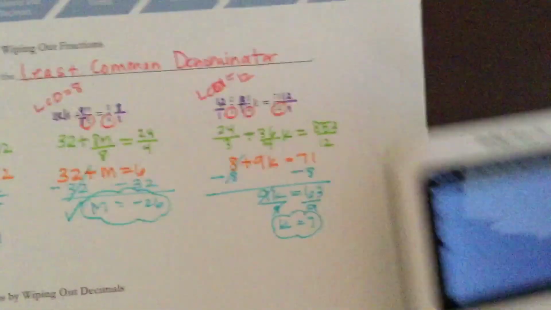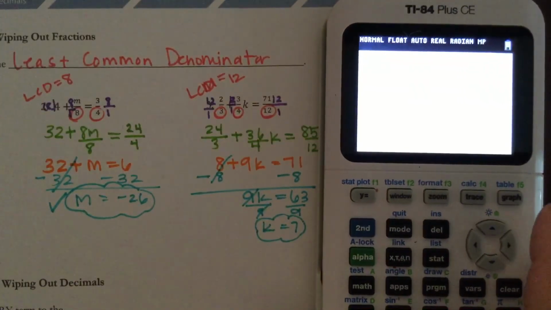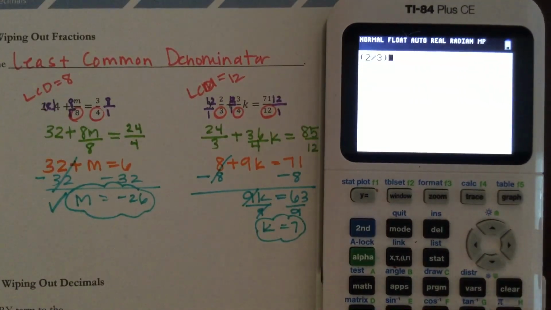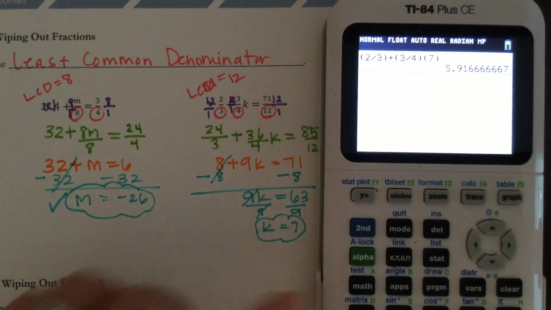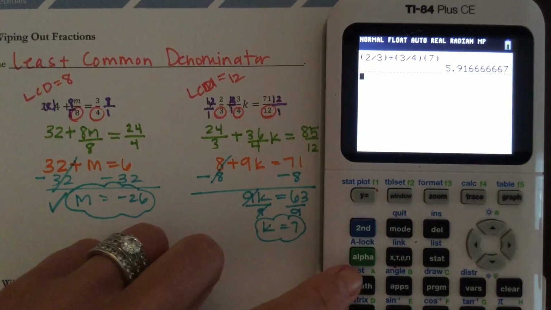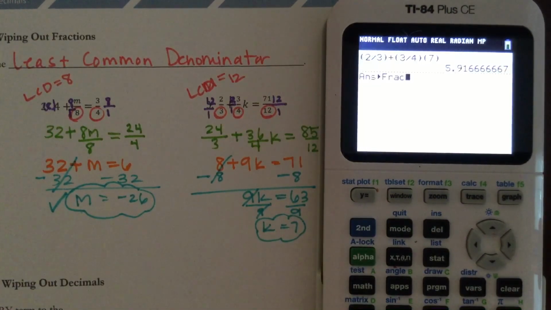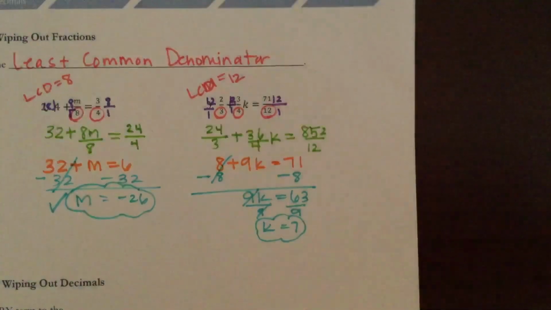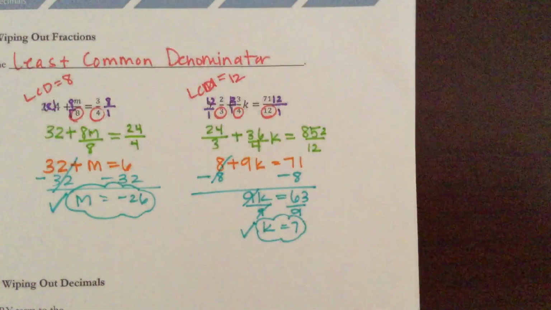Last step is to pull out my calculator and just double check that answer. So I had 2/3. I want to add to that 3/4 times my value of k, which was 7. And when I push enter, I should get 71/12. Again, I'm not sure what that decimal is as a fraction, so I'm going to let my calculator tell me. Push the math key, enter, enter, and I do get 71/12. So I am confident 7 is the solution here.